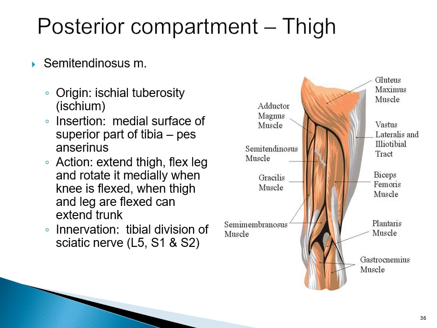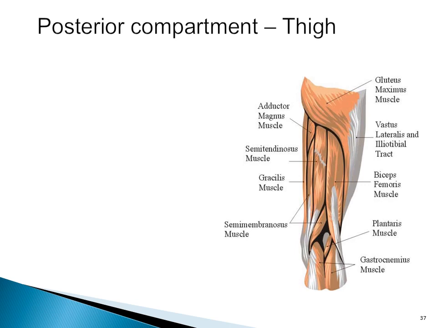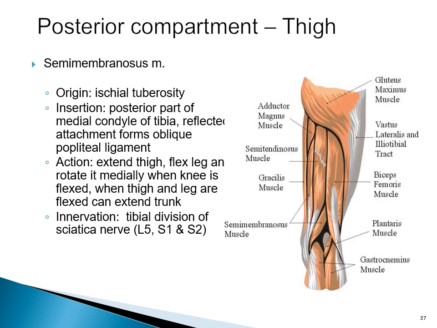Semitendinosus muscle. Its action: extend the thigh, flex the leg and rotate it medially when the knee is flexed. Innervation is L5, S1, and S2. The semimembranosus muscle, its action is to extend the thigh, flex the leg, and rotate it medially when the knee is flexed. Innervation is L5, S1, S2.